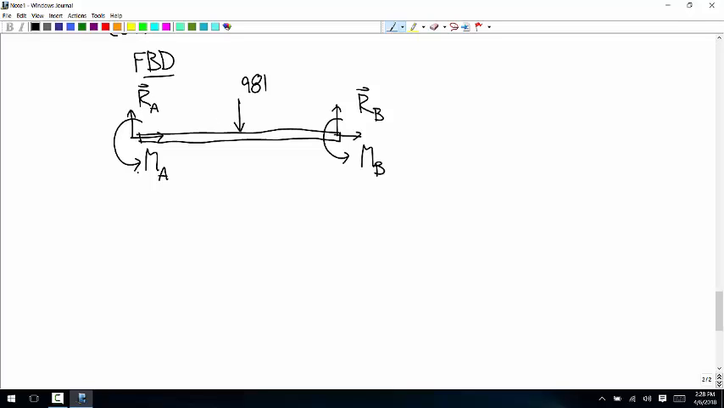So let's see. What do we have? So let me just do the tension part. So we have that RAX plus RBX is equal to 0, right? So RAX, that doesn't help. So we'll just leave it like this. And now go to the cut.